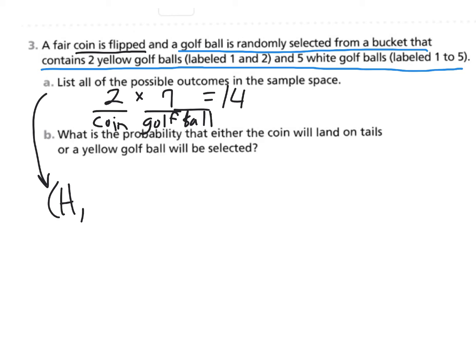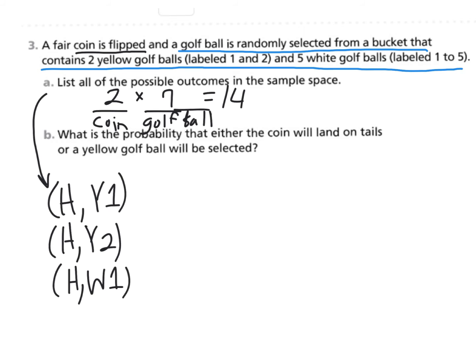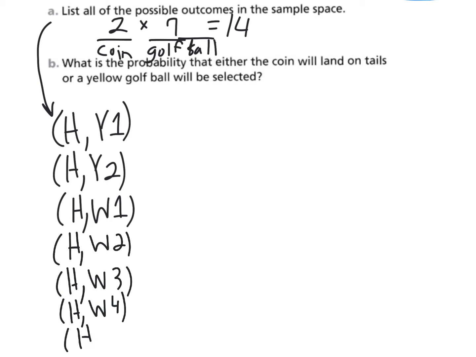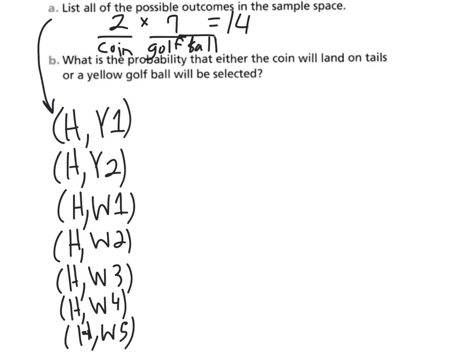Okay, so we could get heads, and we could get a yellow golf ball, and it says those are labeled 1 and 2, so let's say yellow 1. We could have heads and yellow 2, we could have heads and white 1, heads and white 2, heads and white 3, heads and white 4, heads and white 5. And then the tails are going to look the same.